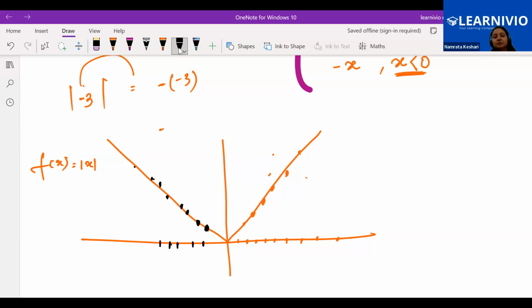Okay, that's what, this is the graph at 0, 0. You can see when x is 0, the output is also 0. That's why both the lines are touching at 0, 0, the origin. Okay, this is the graph of the modulus function. Now, domain and range. What is the domain? What is the range?